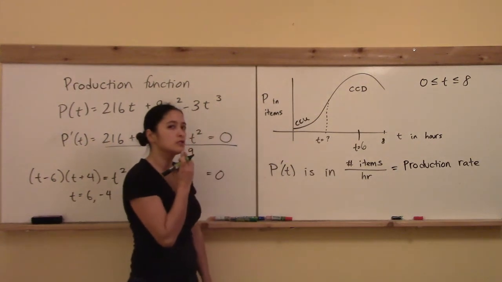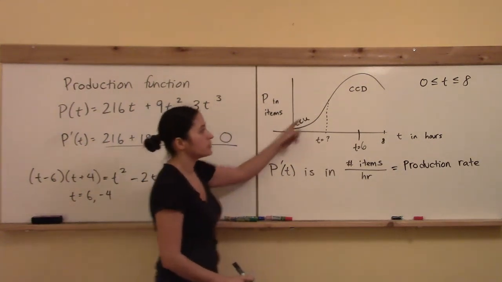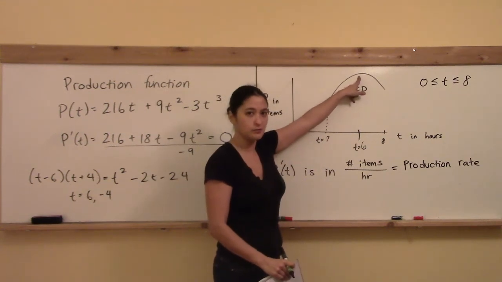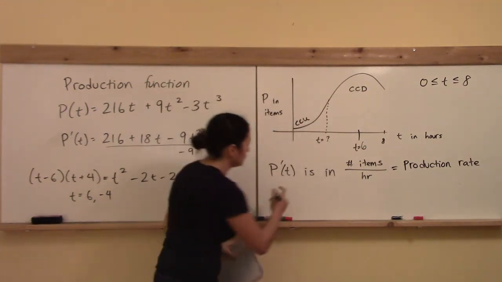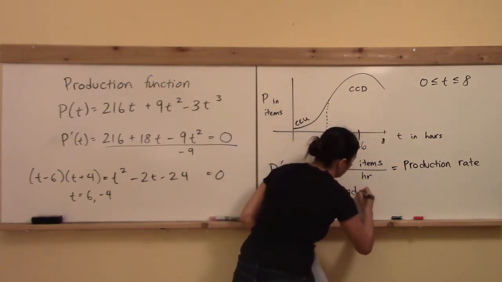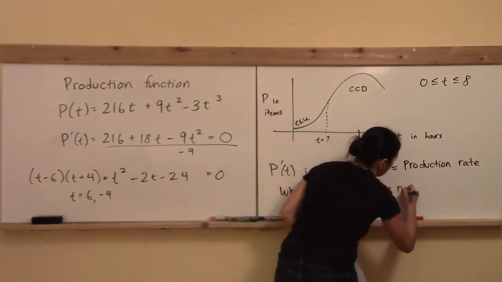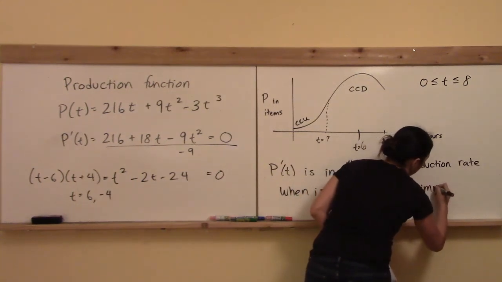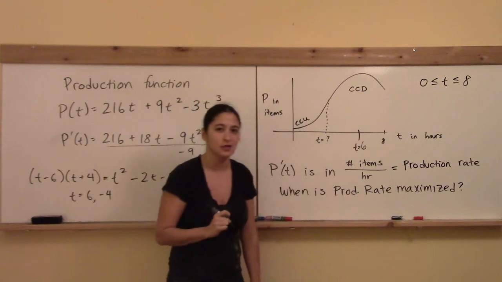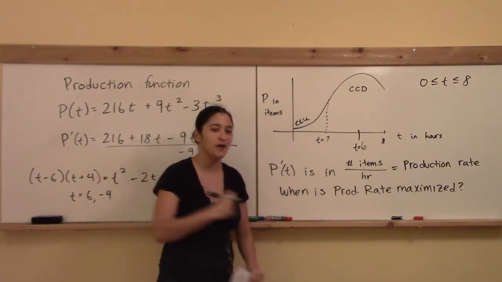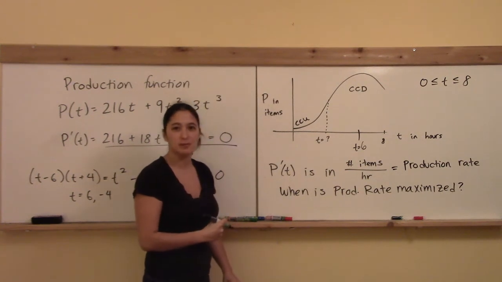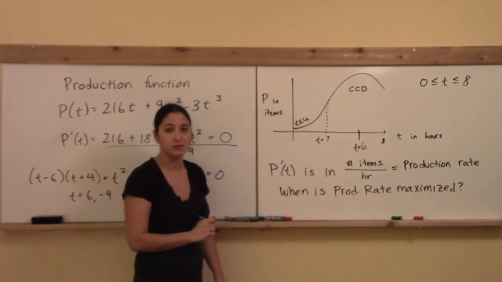My question is not when is the function maximized. I already answered that question. The total production is maximized here. My question is when is the production rate maximized? Okay, because I want to know exactly when are they working at their fastest rate. When is their production rate, the number of items they make per hour, as high as it can possibly be?